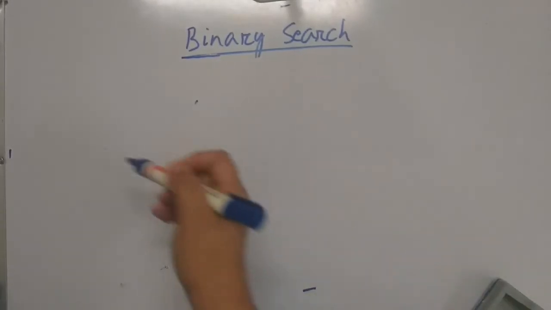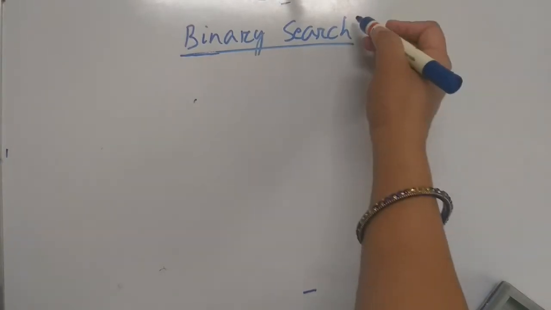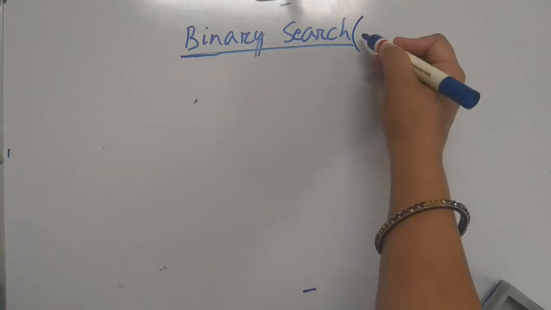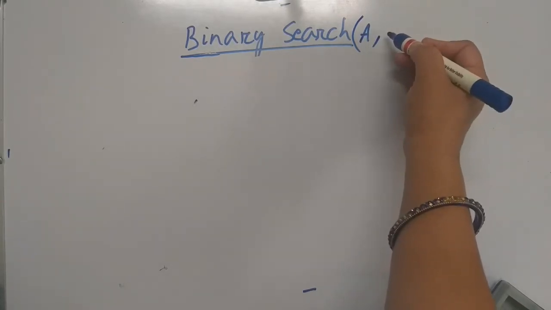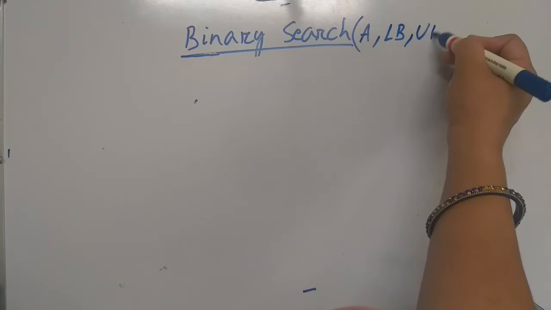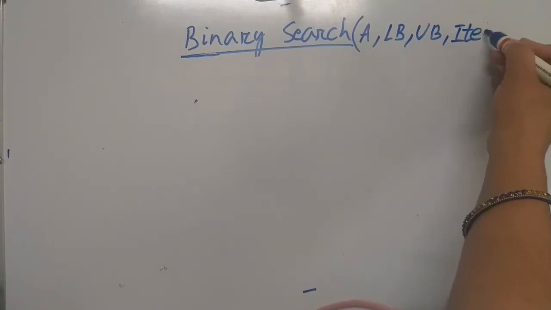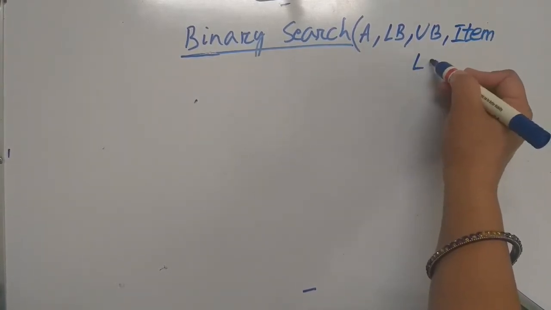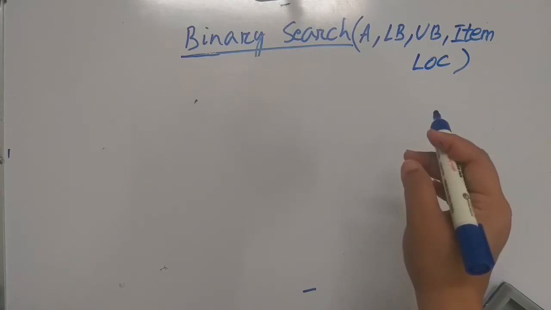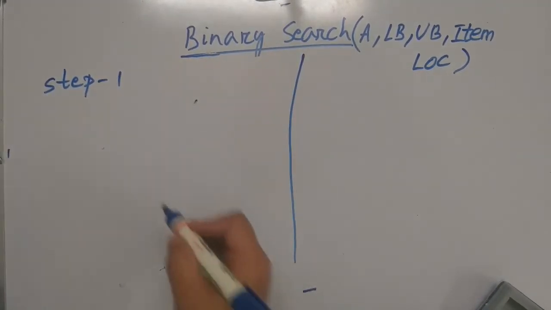First, the name of the algorithm. In the previous case also we mentioned the name of the algorithm, and here you write down the name of the array. Then we take the lower boundary and upper boundary. Next is item, which is the item we want to search. Another is location, suppose in that particular location we find our element. We write down all these things. First we write down step 1.